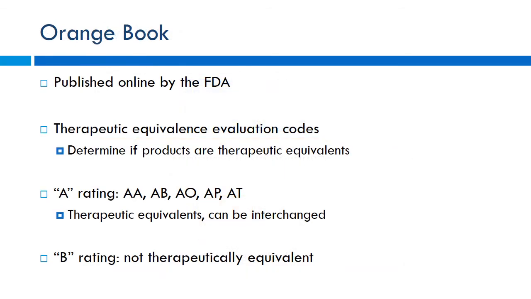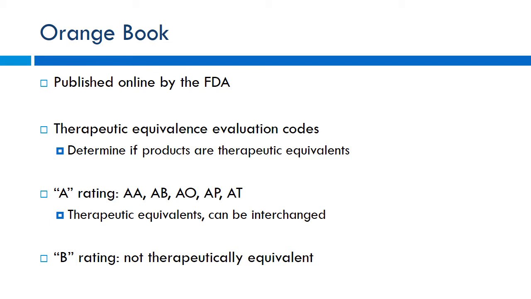So if you go to the next. You'll see that nowadays it's published online, so it's all available there. We still call it the Orange Book, even though it doesn't actually get published as a book anymore. These therapeutic equivalents will be given via these codes, essentially. And anything that has an A rating means that we will have therapeutic equivalents.